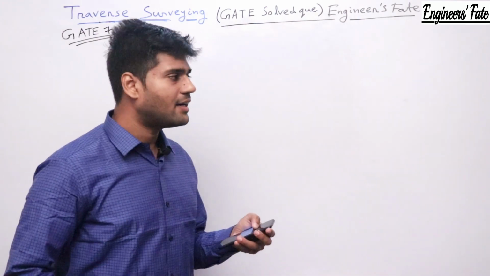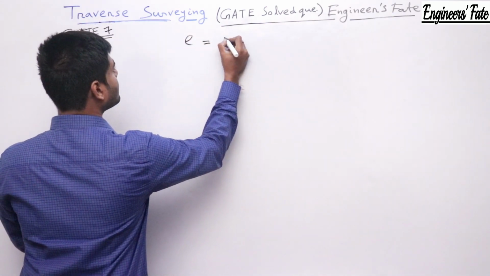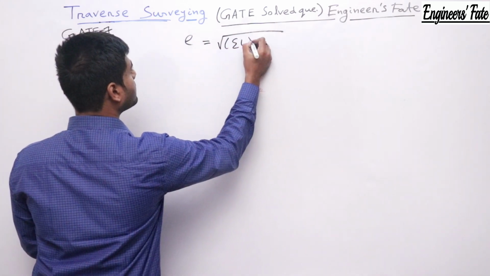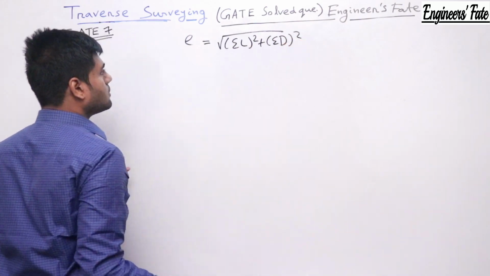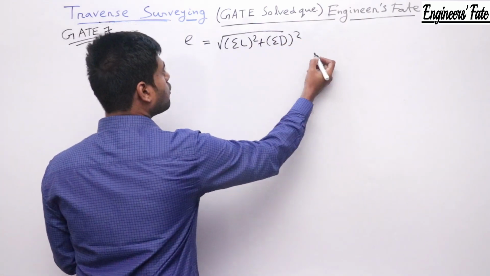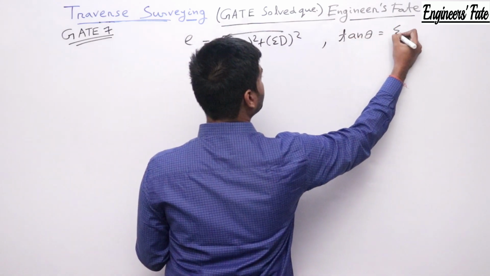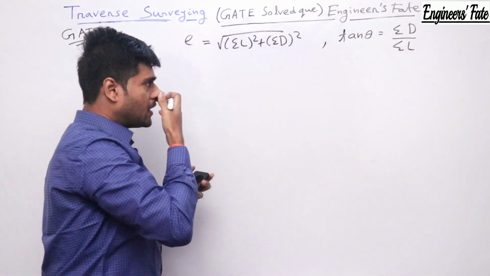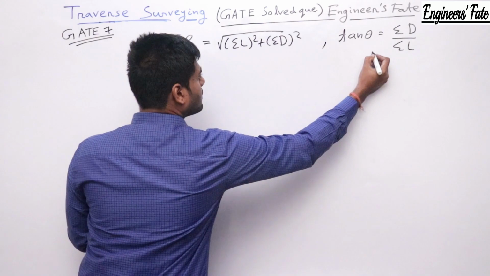So let's find that. So what is the magnitude of error of closure? E, that is given as square root of summation of latitude square plus summation of departure square. So what is the direction of closing error? So direction of closing error tan theta equal to summation of departure divided by summation of latitude. So he has given northing, southing, easting and westing values. That means what?